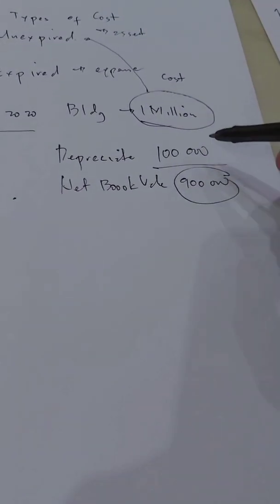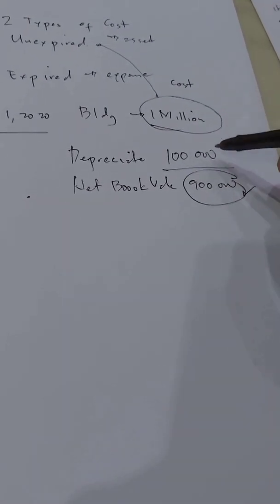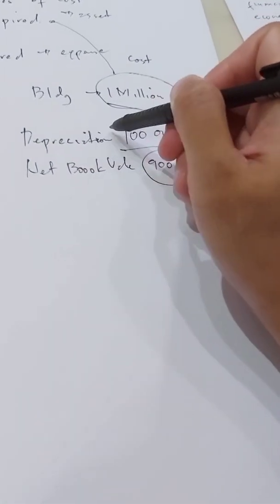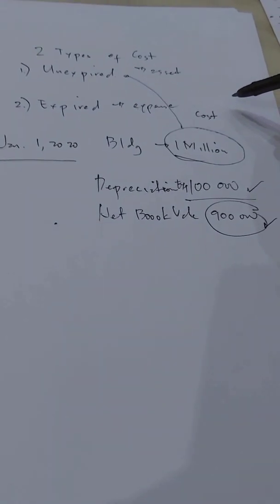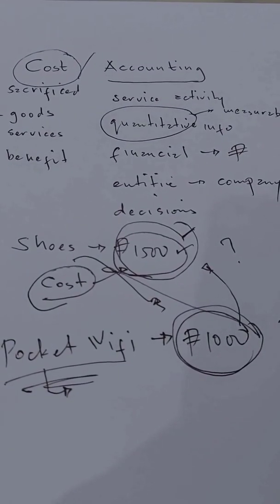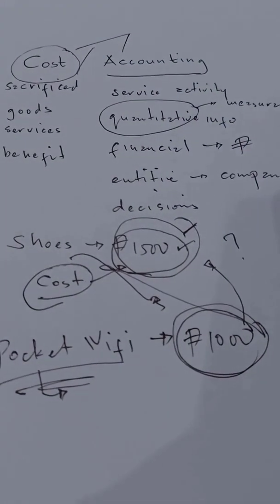So, after a year, ang unexpired cost ng building ay 900,000. So, ang expired cost ng building after a year ay 100,000. Yun yung depreciation expense. Okay? So, depreciation expense. Okay? So, yun yung dalawang type ng cost, unexpired and expired. Pag kinumbay na natin ngayon yung definition ng cost and ng accounting, so ito na yung definition ng cost accounting.